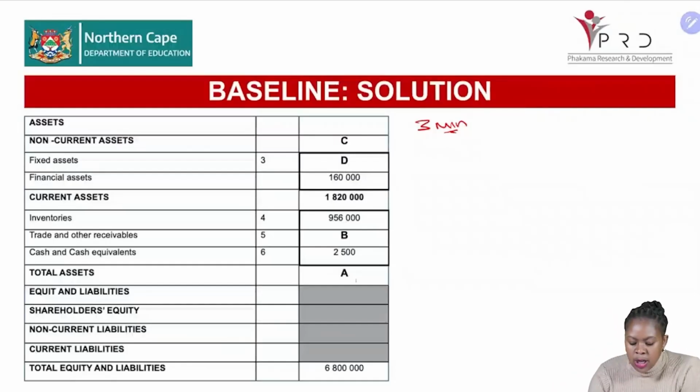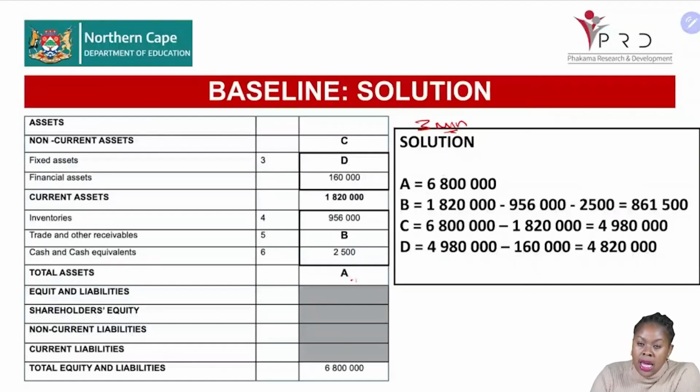Welcome back, grade 12. Let's look at our statement of financial position. We have our assets and our total assets given to us over here. What is the value that we are going to have as A? If I know my format and my structure, I will know that A, my total assets, must be equal to my equity plus our liability. So this amount is the one that has to be here, 6,800,000. That's where I got the amount.